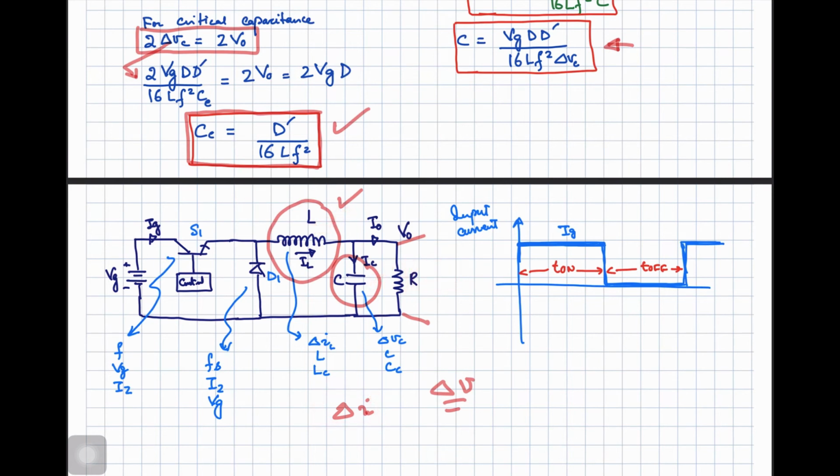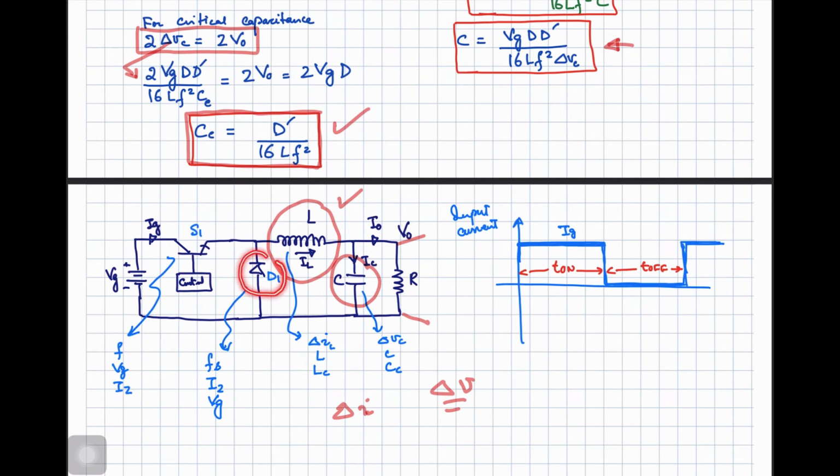Or if the circuit parameters are known, we have seen the analysis expression, so you can find out what will be the delta I and what will be the delta V across this capacitor, right? So you can completely design your filter circuit consisting of the inductor and the capacitor. So basically a two-pole filter. Okay, then how to work out the value for the diode.